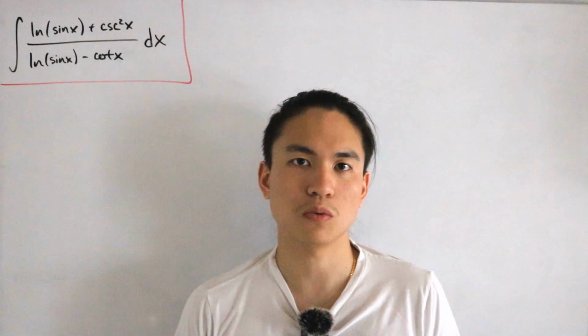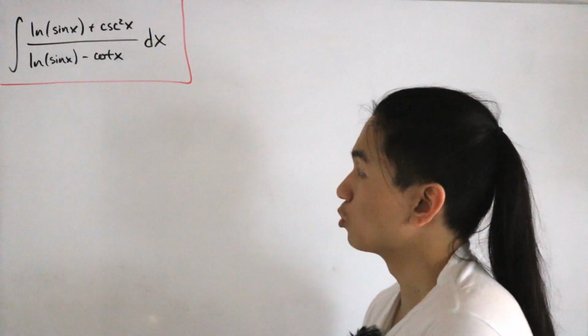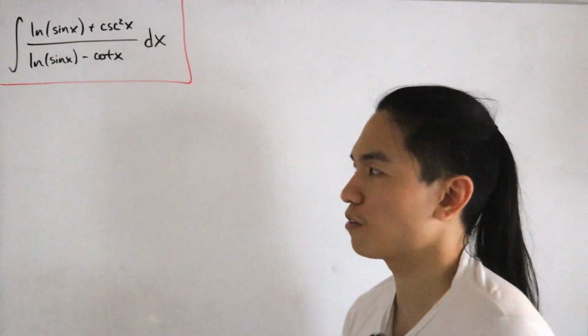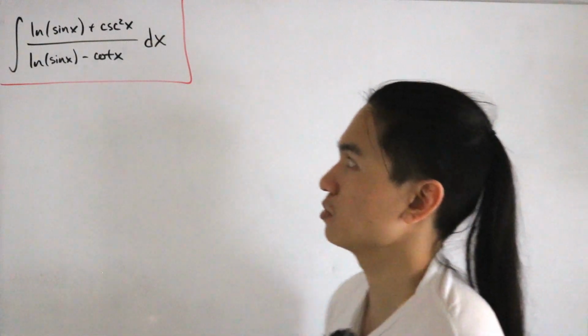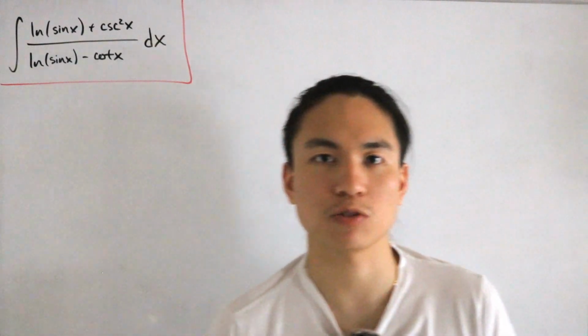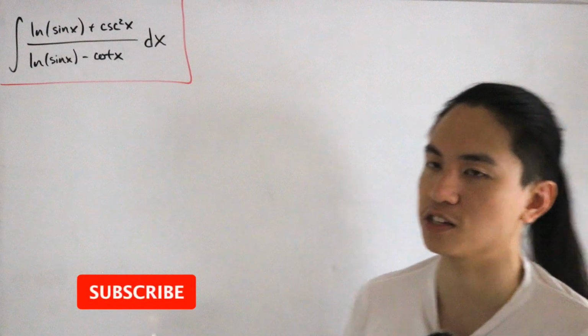Okay, so we'll go back to another video. Here we want to find the antiderivative, or the definite integral, of the natural log of sine of x plus cosecant squared x, divided by the natural log of sine of x minus cotangent x, dx.